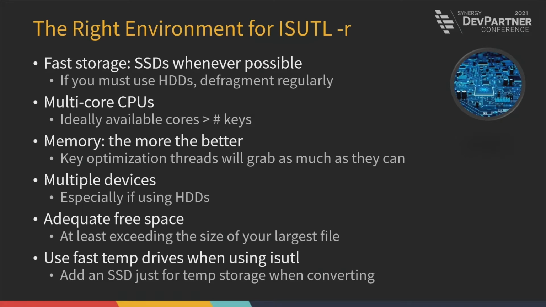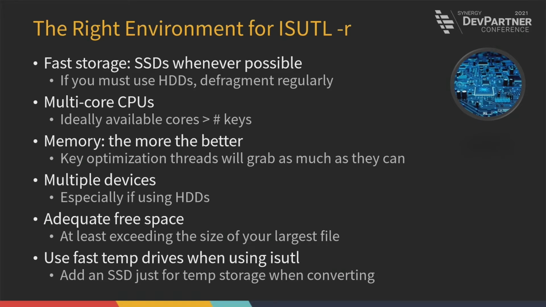The ISUtil utility is a multi-threaded application that will deal with reindexing individual keys on different threads at the same time. Make sure you've got plenty of memory available, the more the better. Make sure you've also got adequate free space. If you're going to be recovering very large files, you're going to need very large amounts of free space, at least the size of the file again, and possibly some more.